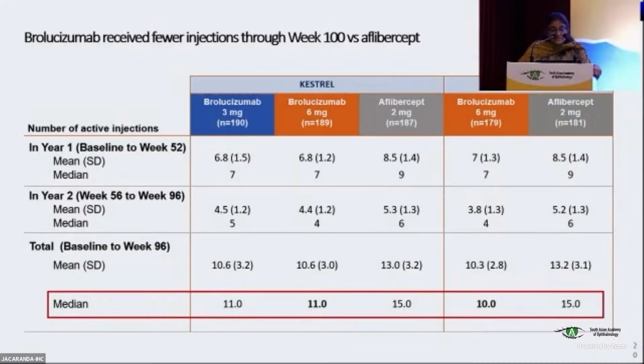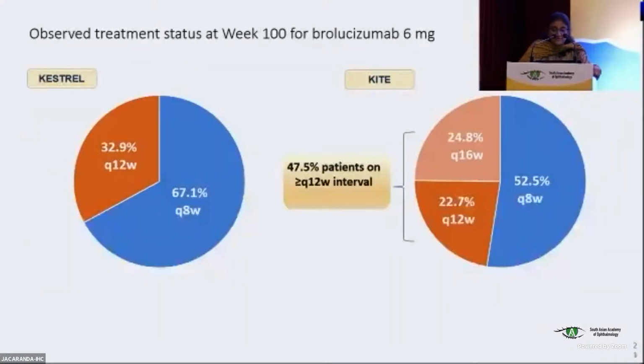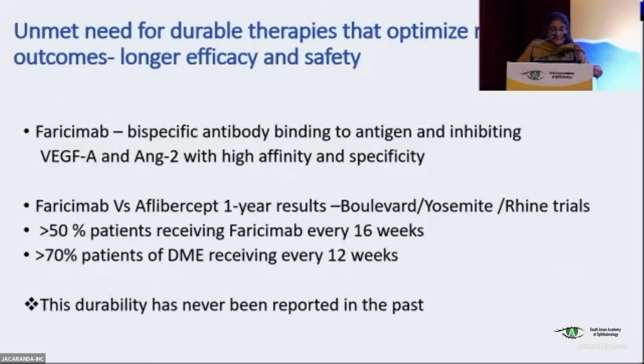Coming to brolucizumab and the newer drug faricimab. Brolucizumab, of course, when we look at the KESTREL and KITE study details, we realized that the number of injections required were far less in comparison to aflibercept, though the efficacy was well maintained. And more than 50% of the patients could be maintained on an interval of more than 12 weeks between injections, which again has increased the durability of the treatment that we are giving.